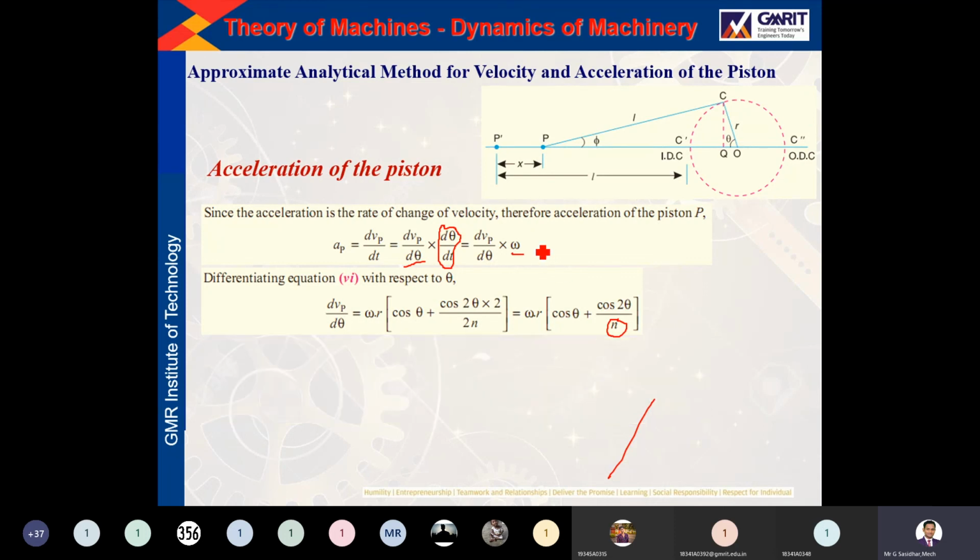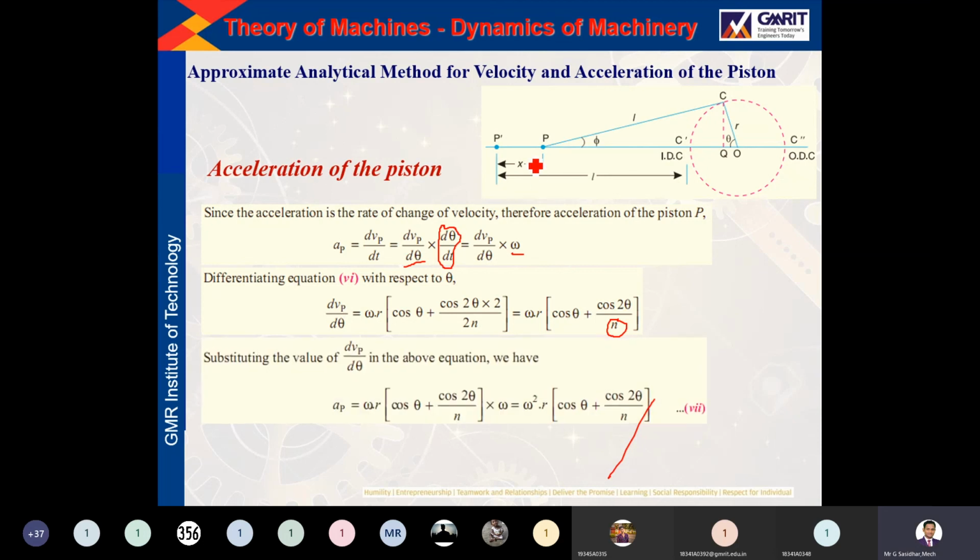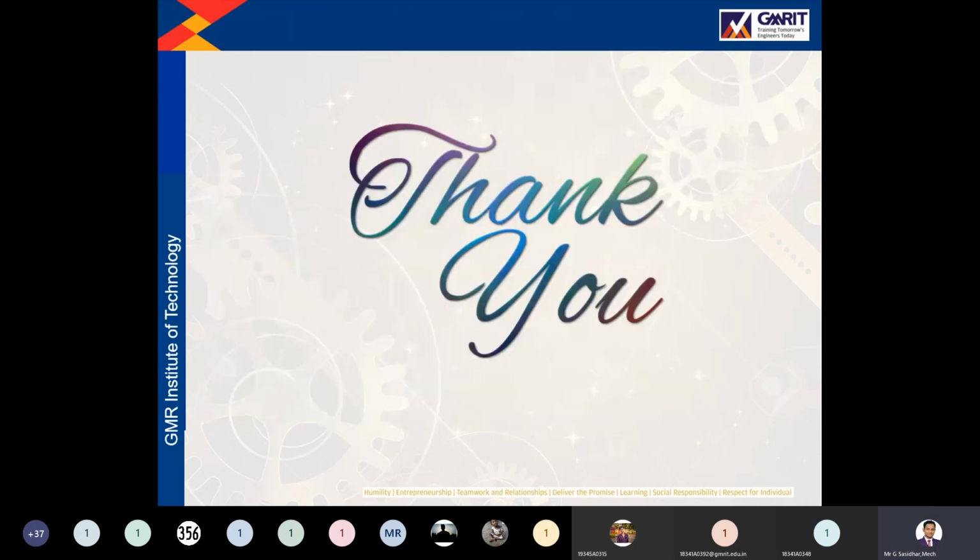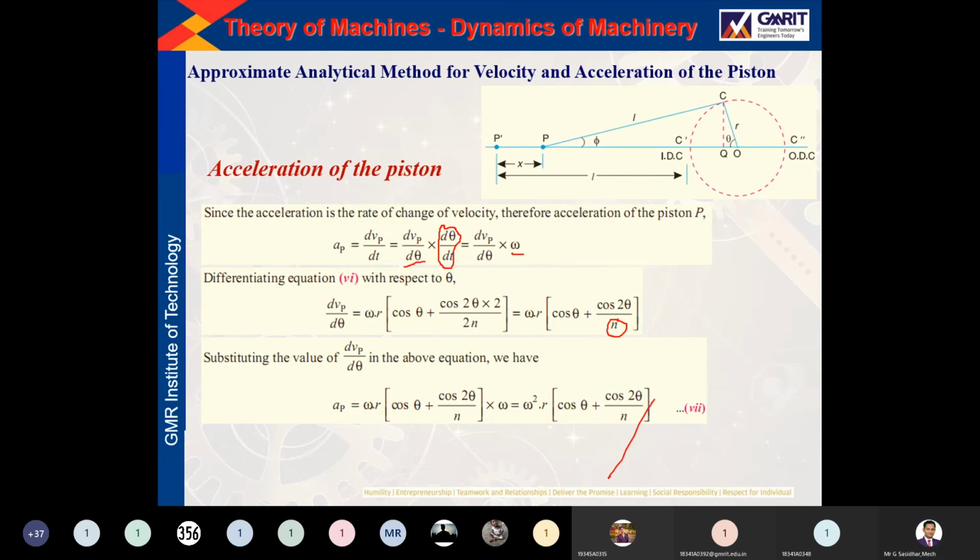Okay, next one. We will find velocity and acceleration. Till now we found them for the piston. Now we will find them for the connecting rod. That is also simple. That we will find out later.